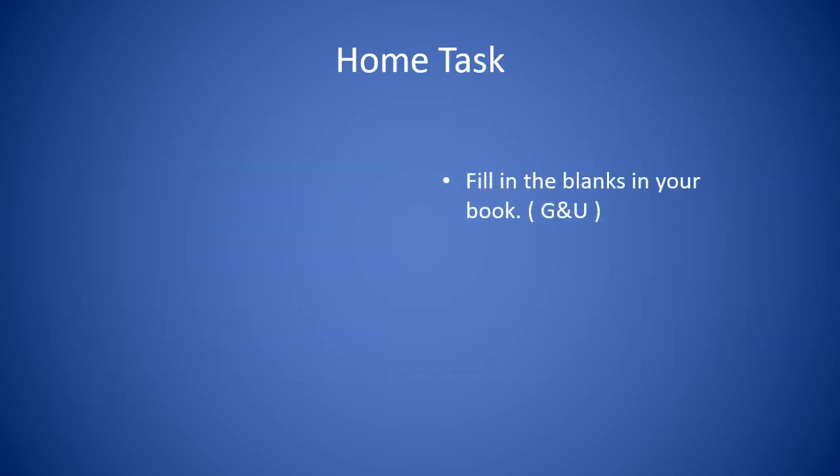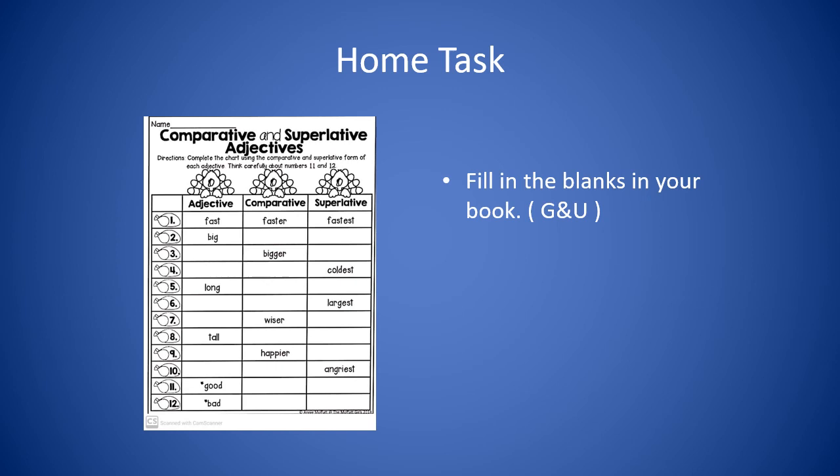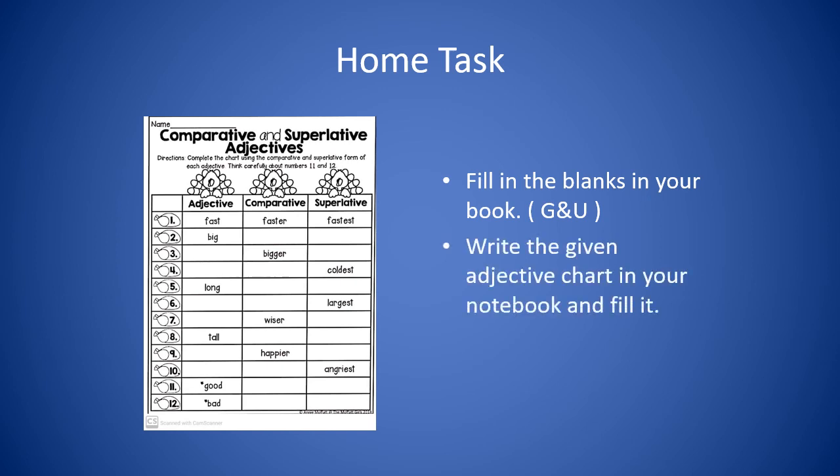Coming to the home task, your first home assignment is that you have to fill in the blanks in your book and you have to learn them. And your book name is Grammar and Usage. Here is a chart of 3 degrees of adjectives. Some of the degrees are given and the other degrees you have to fill. Dear students, write the given adjective chart in your notebook and fill it.